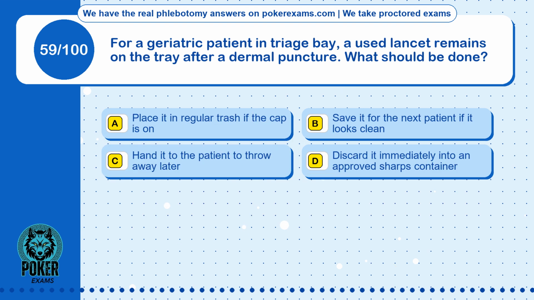Question 59. For a geriatric patient in triage bay, a used lancet remains on the tray after a dermal puncture. What should be done? Option A. Place it in regular trash if the cap is on. Option B. Save it for the next patient if it looks clean. Option C. Hand it to the patient to throw away later. Option D. Discard it immediately into an approved sharps container.